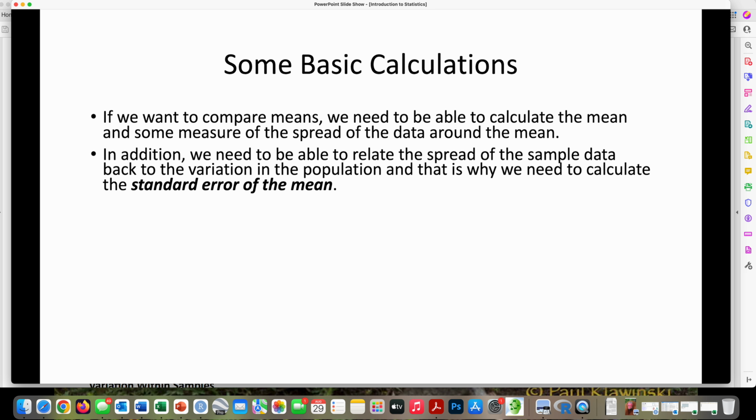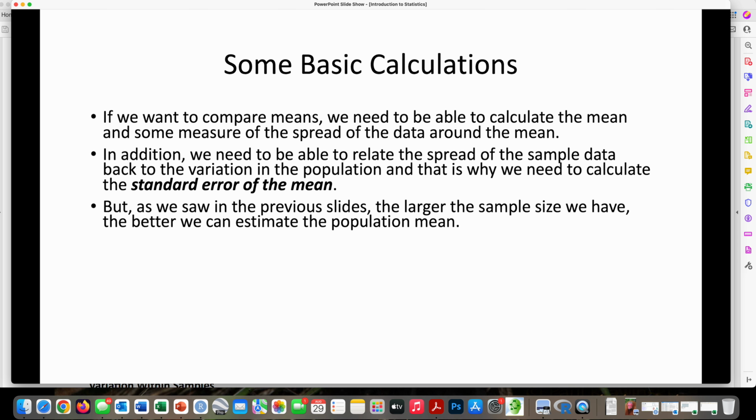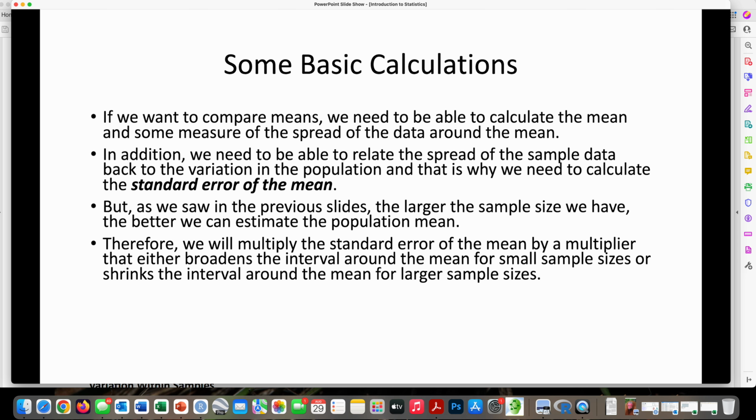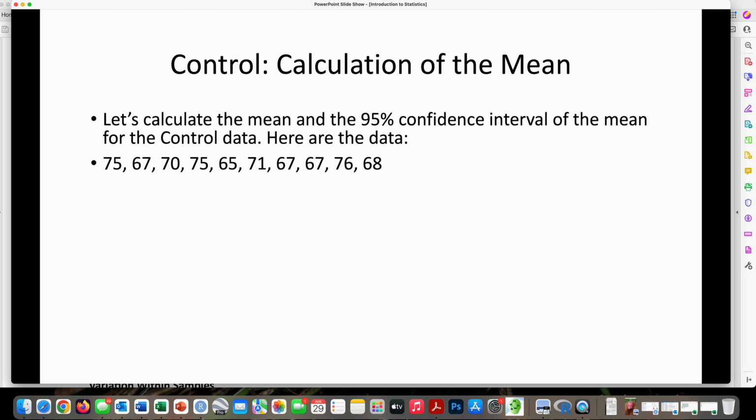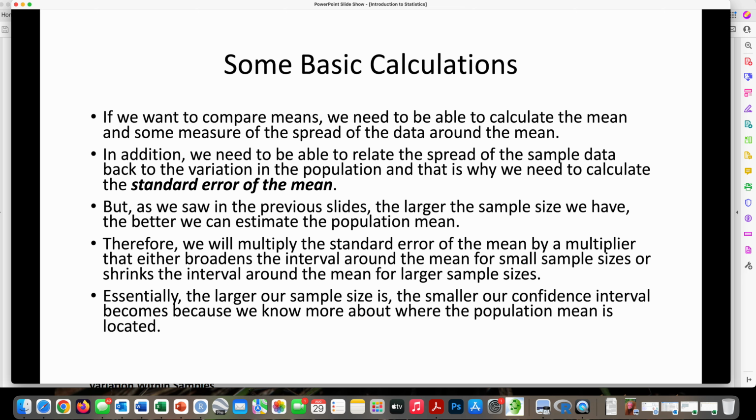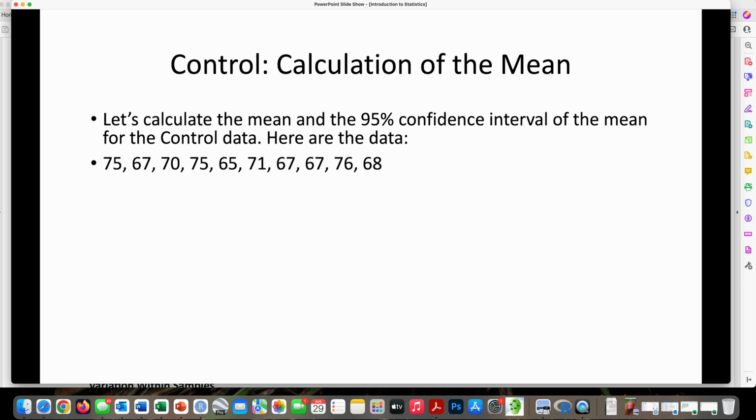So we need to calculate the standard error of the mean. The larger the sample size we have, the better that estimate of the population mean is. So with 10 observations, we should expect kind of an intermediate width standard error of the mean, because 10 is bigger than 2, but it's not as many as 30. So we can take the control data, once again, have them do this, because it'll just give them more practice. The more practice they have calculating these things, the better off they're going to be.